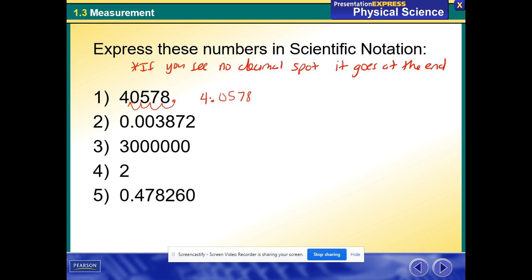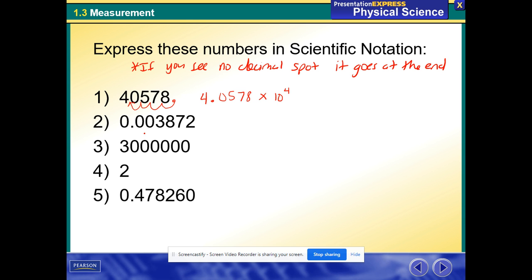4.0578. Then you can say times 10, because you'll always write that. Well, how many times did I move it? I moved it 1, 2, 3, 4 times. So you're going to put the number 4. Since you went to the left and this number is bigger than 1, the 4 stays positive.